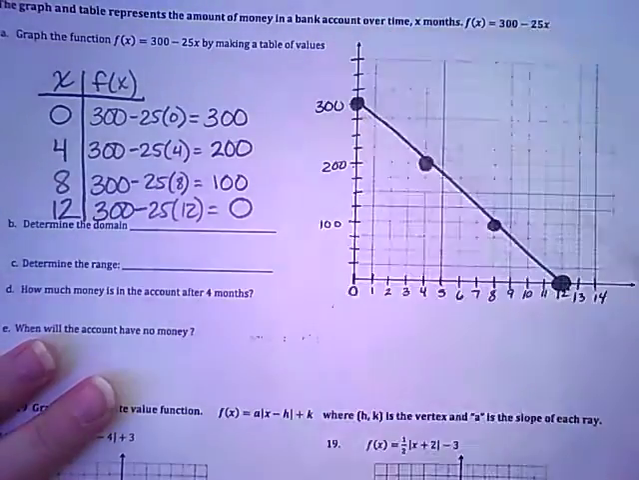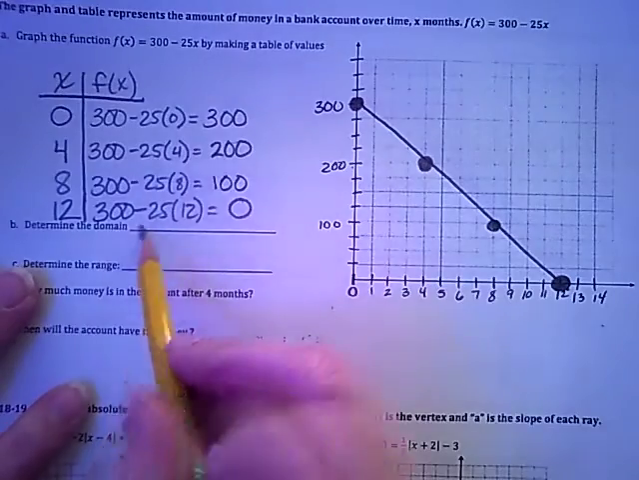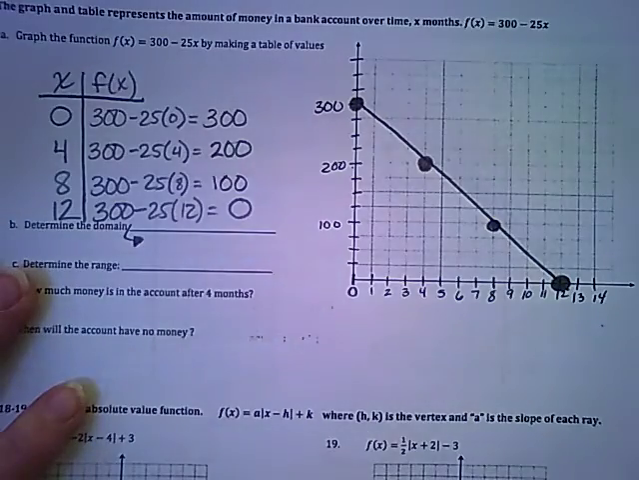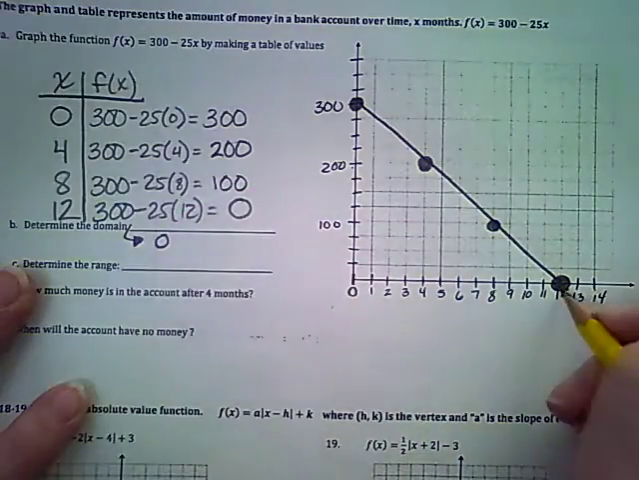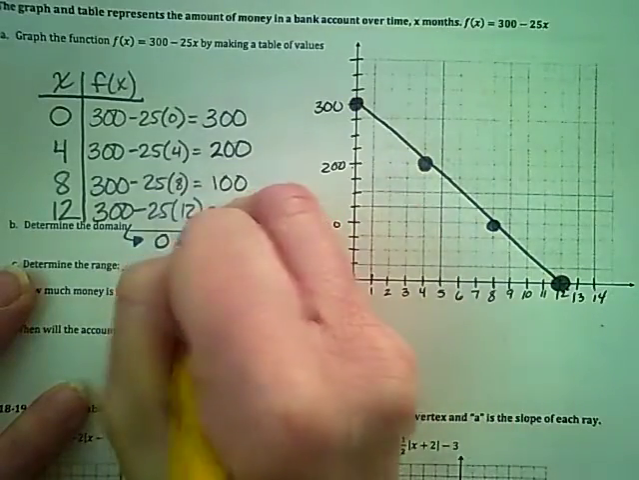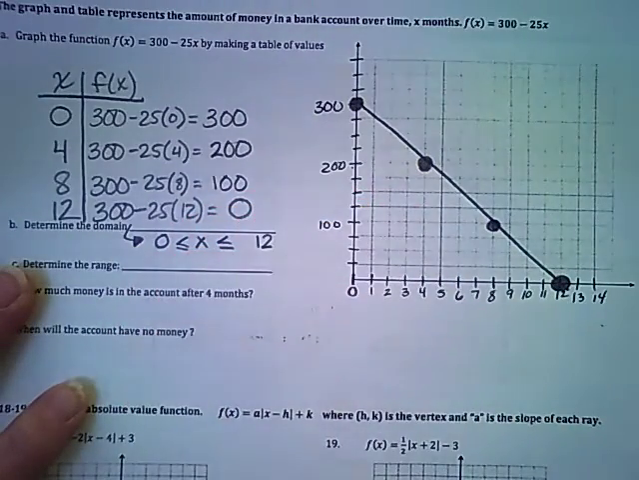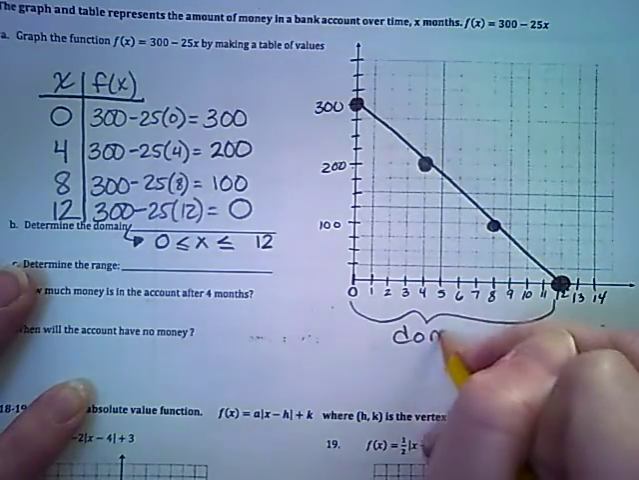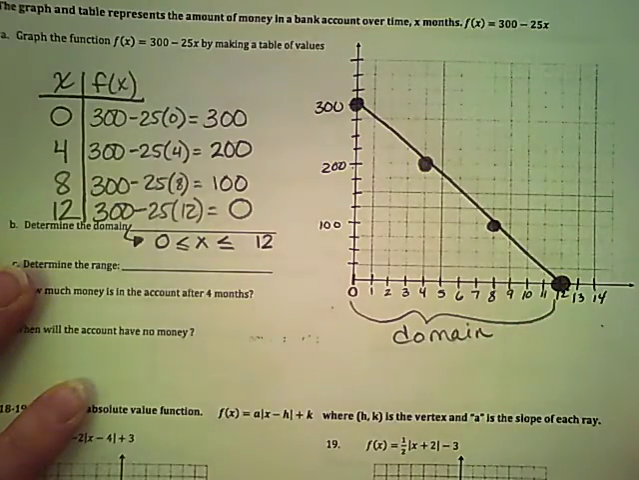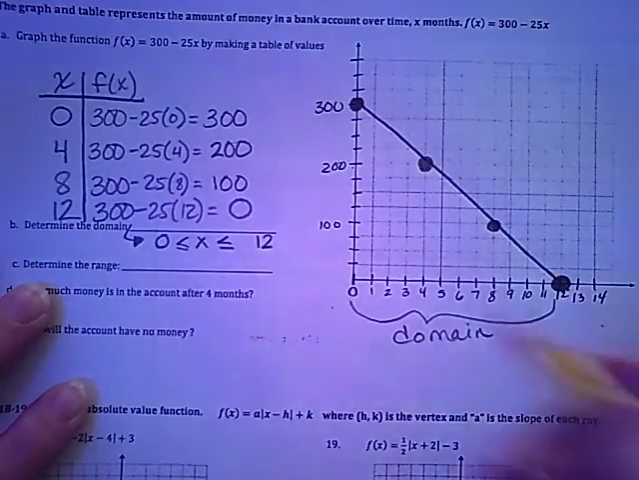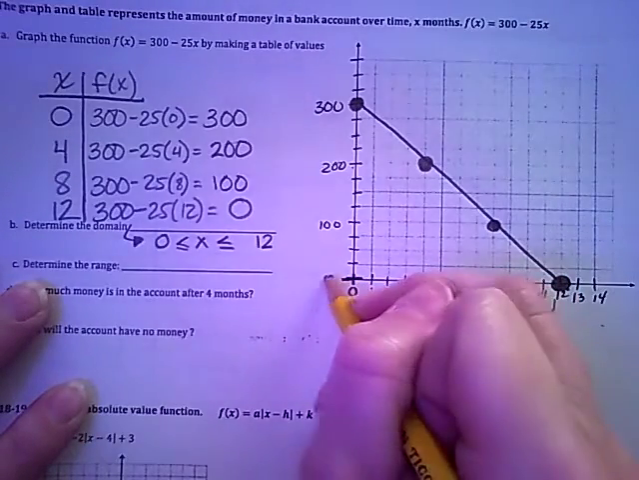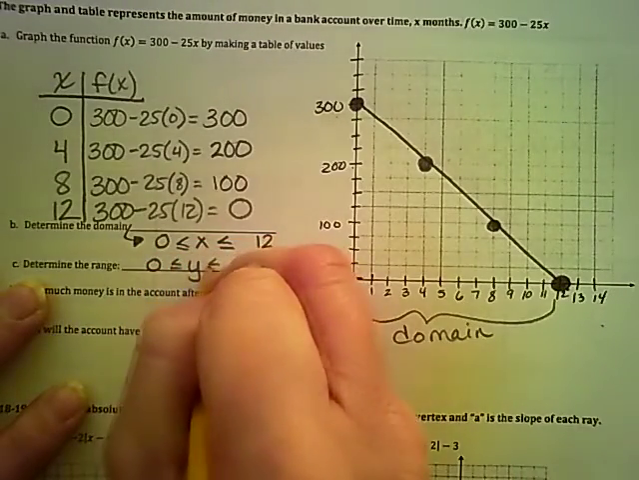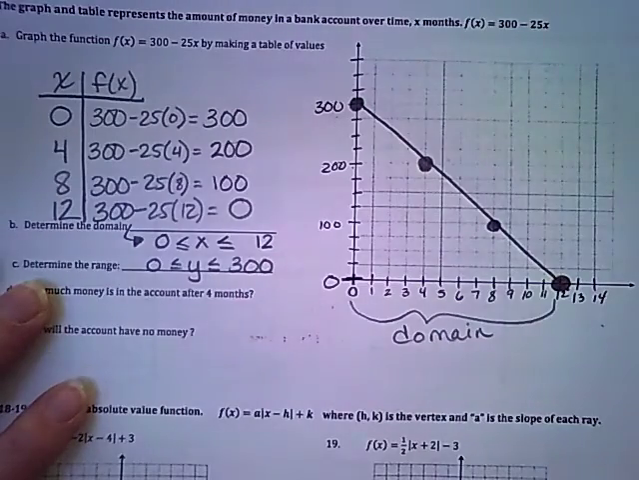Now, I'm not going to go any further. So what would the domain be? I'm going to put my domain here. Domain, what's your smallest x value? 0. And your largest x value is 12. So your domain is x is anywhere between 0 and 12. That's your domain. The range, the lowest y value you have is 0. The largest y value you have is 300. So your range is anything in between 0 and 300.